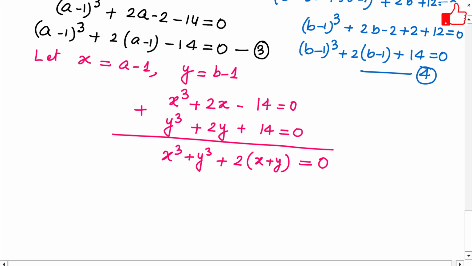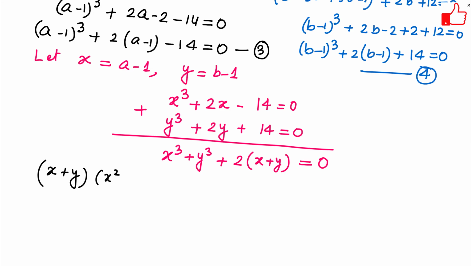So basically this is x cube plus y cube. So I can use the identity. So x cube plus y cube is equal to x plus y times x square plus y square minus xy, and then this is 2 times x plus y, this is equal to 0.